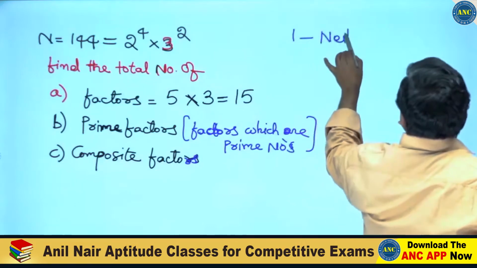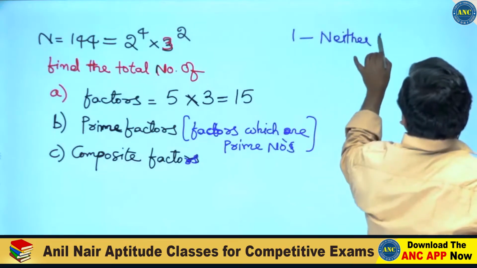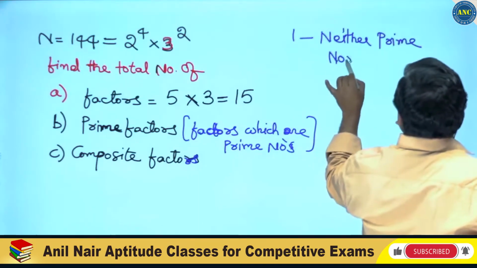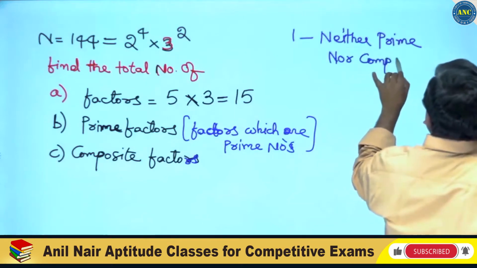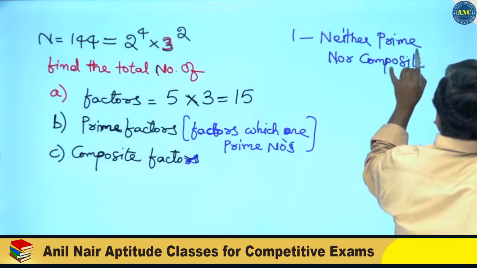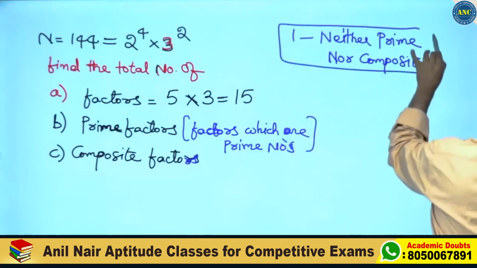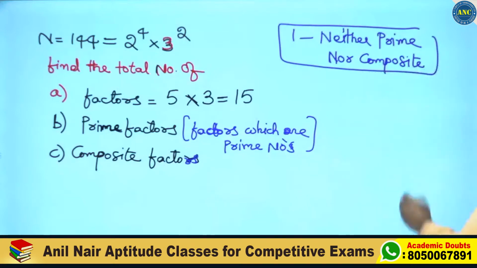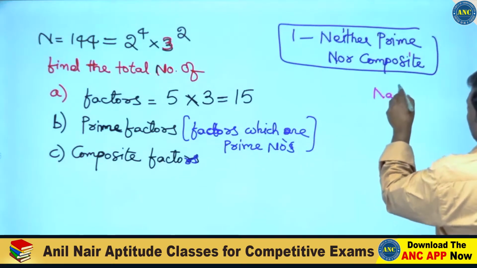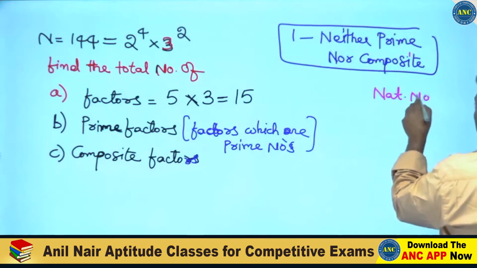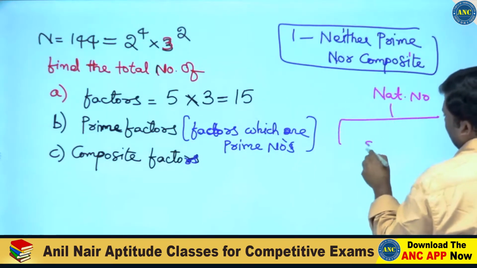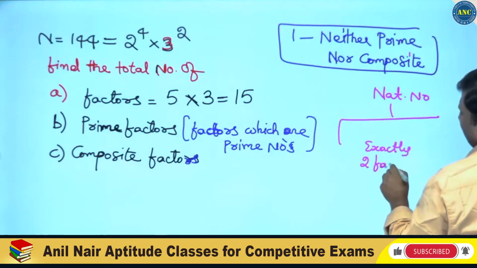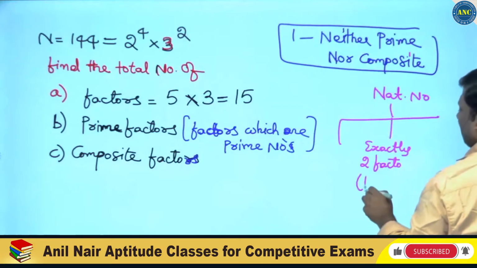Sir, why is 1 neither prime nor composite? Because depending upon the factors, natural numbers are divided into 3 types. The first type is if a number has got exactly 2 factors, then that number is called a prime number.